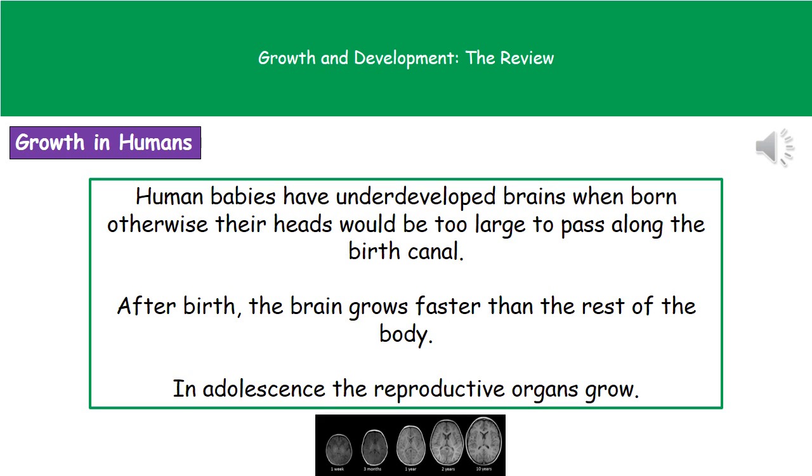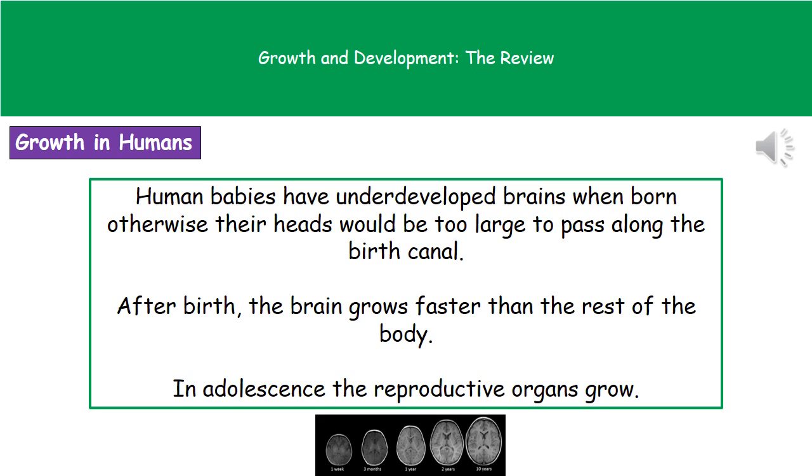One important thing to remember about the growth of our human babies is that when they're born, they've got very underdeveloped brains. The whole reason behind that is because if their brains were fully developed prior to birth, then the head would be too large to pass along the birth canal. After birth, the brain is actually the fastest growing part of the baby. It grows much faster than the rest of the body.